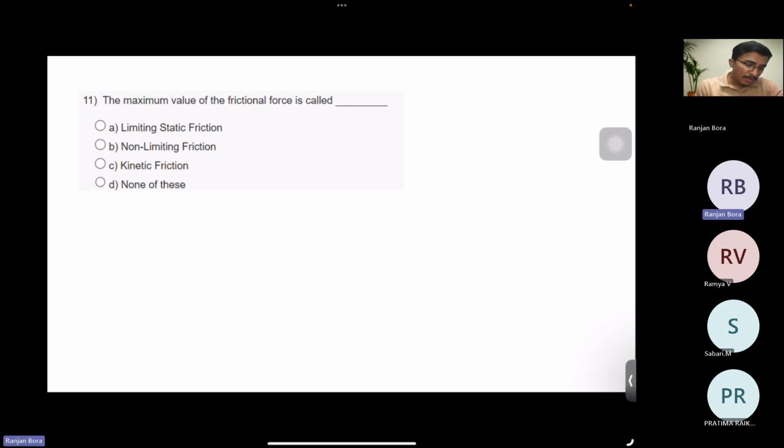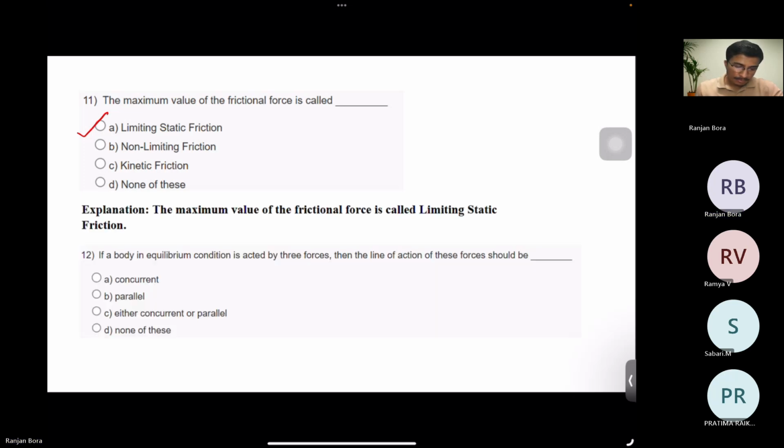The maximum value is called limiting static friction. We have seen this in the previous slide. Next, if a body in equilibrium is acted on by three forces, then the lines of action of these forces should be either concurrent or parallel.